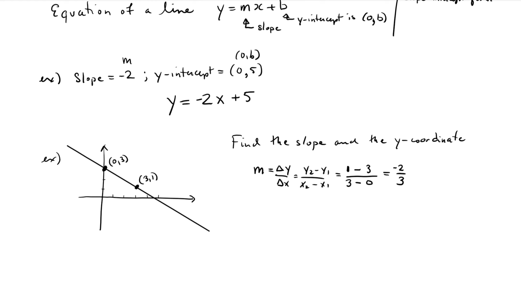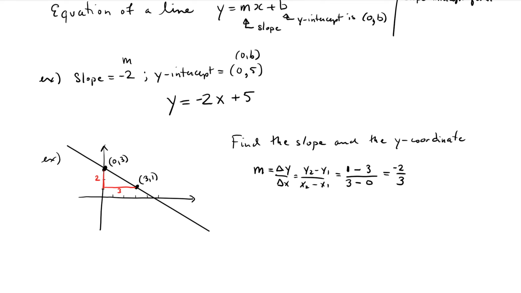And notice that it works well with this triangle. If we go forward by 3, we go down by 2. So rise over run, well, it's a rise of -2 and a run of 3, so -2/3. Perfect.